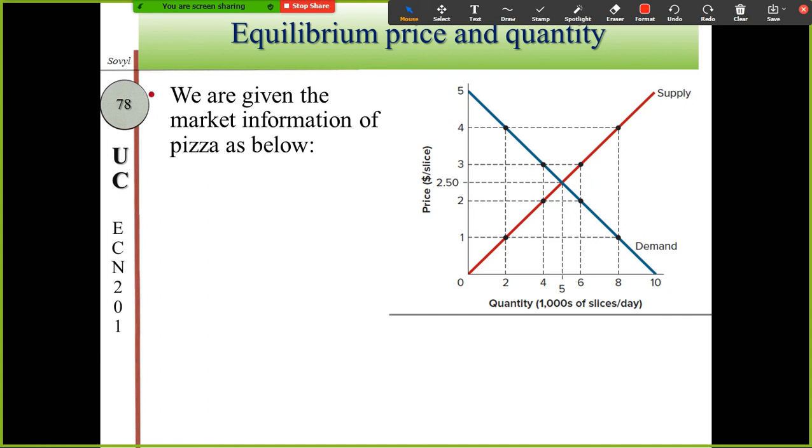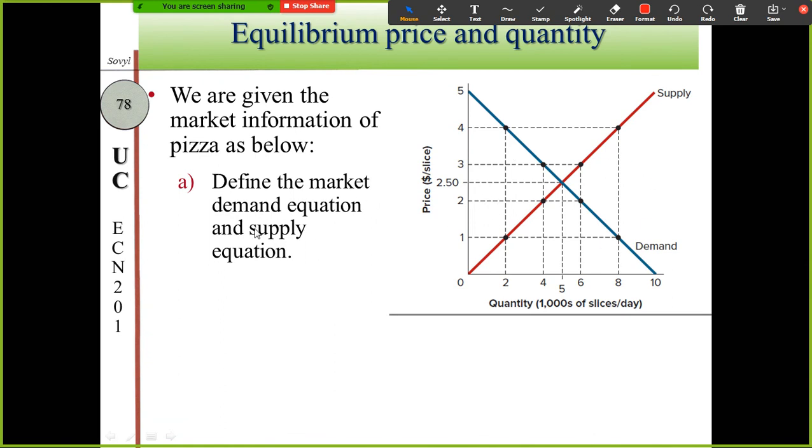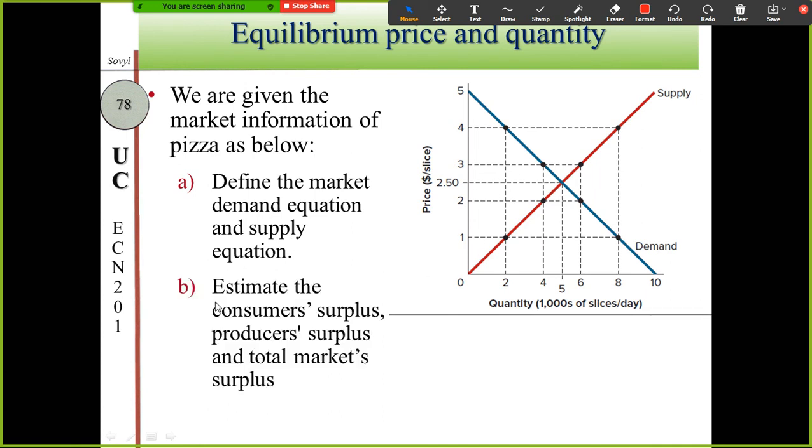Last question. Last practice exercise. You are given the market information of pizza as below. This one, pizza. This is the graph that shows you the demand and supply curves of pizza. Based on this graph, define the market demand equation and market supply equation for pizza, and estimate the surplus. Okay, estimate the consumer surplus or buyer surplus, producer surplus or seller surplus, and total market surplus. Okay, so this is the last one.